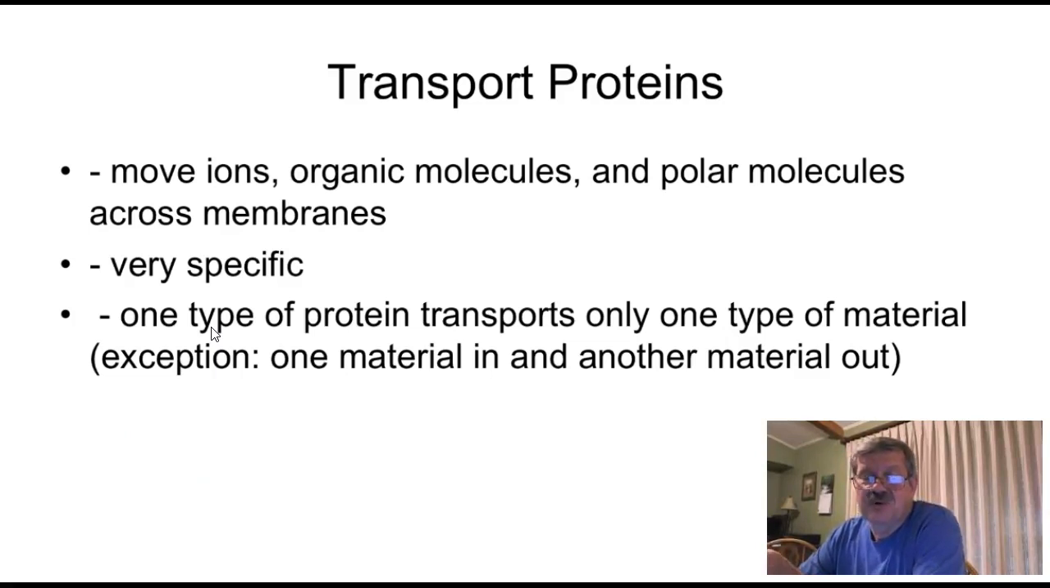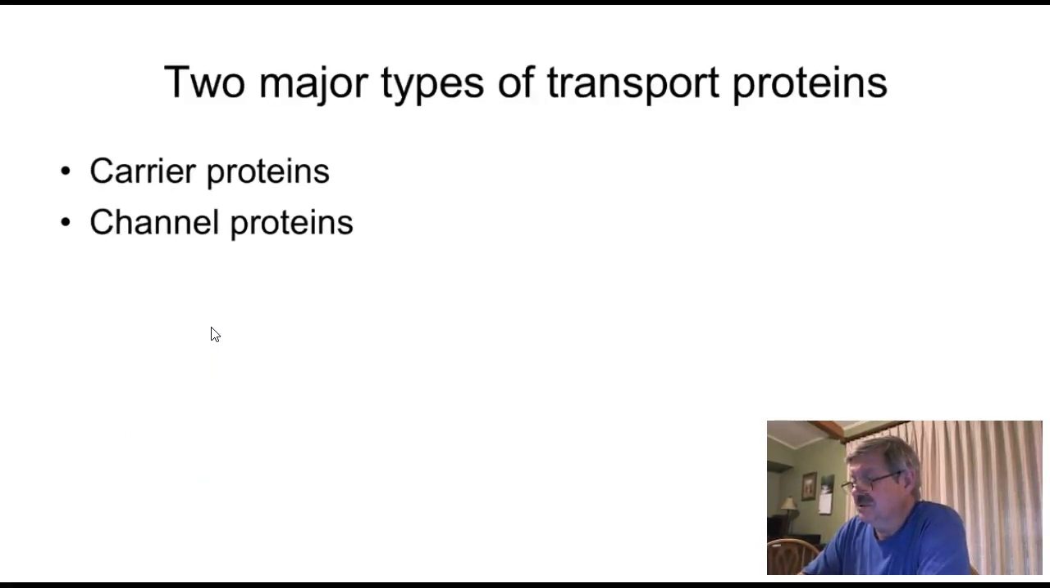Now, these transport proteins are very specific, and in general, one protein moves one type of material into and out of the cell. So they're not all-purpose transporters. Okay. Now we've got two major types of transport proteins. We've got what are called carrier proteins and channel proteins.